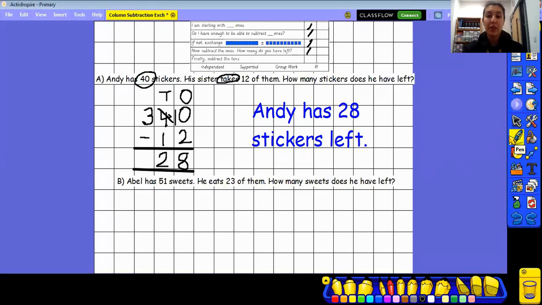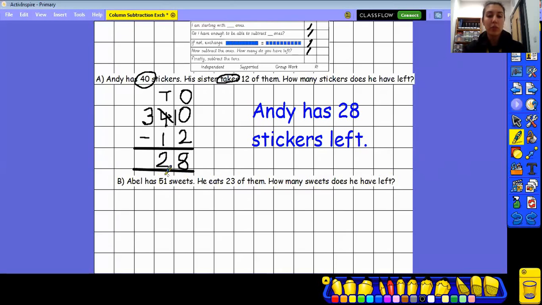Are you ready to find out if you got it right? Let's go then. So Abel has 51 sweets. He eats 23 of them. How many sweets does he have left? Well, Abel is starting with 51 sweets. He eats 23 of them.